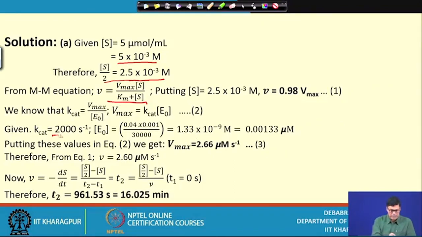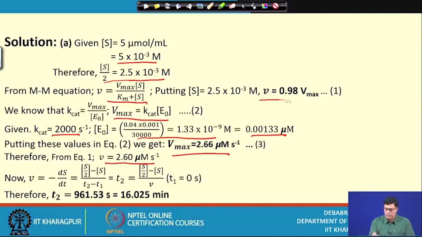So the kcat value is given there, and E zero is given. From the kcat value we can find the E zero value, because V max equals kcat into E zero. So we can find the V max value. Once we have this, we can easily find the V value. From equation 1, V equals 0.98 into V max. We put this V max value here and we find the V value.